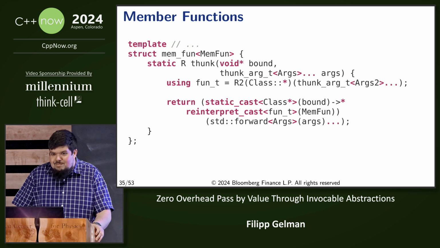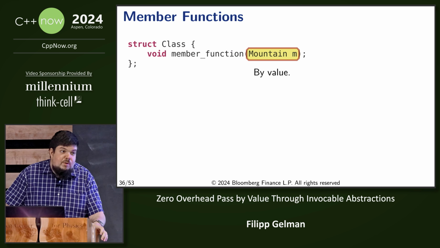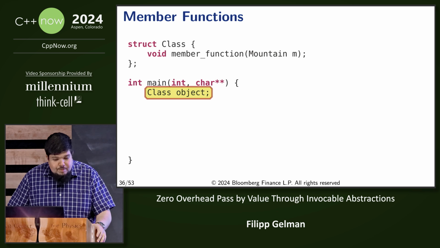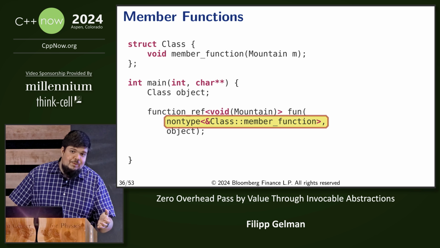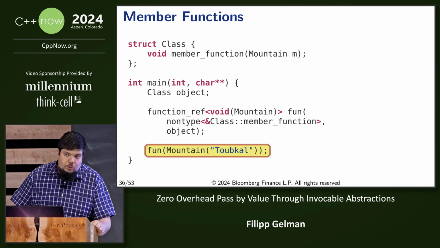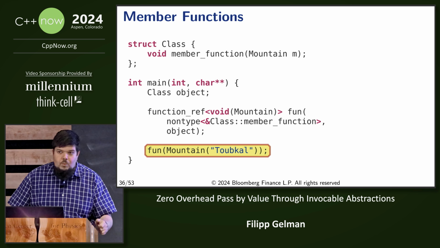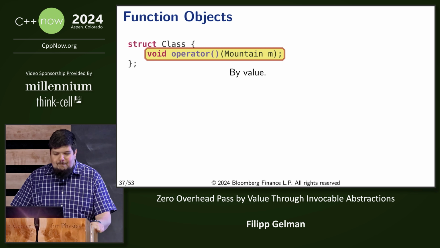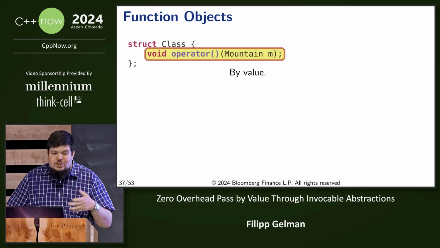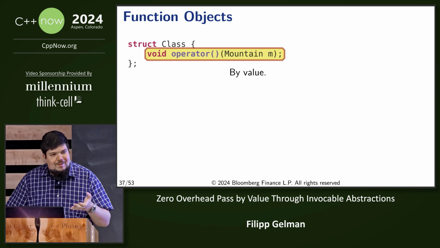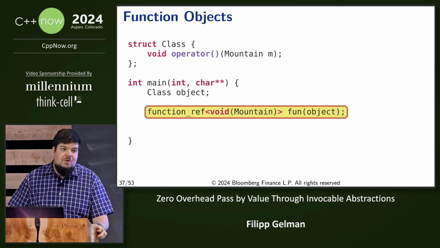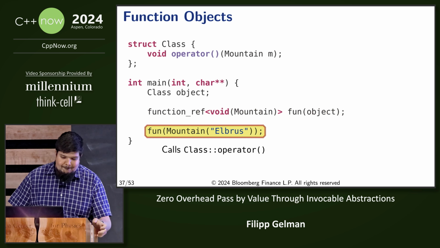And this works. So now if I have a class with a member function that takes something by value, and I have an object of that type, I can construct a function ref that calls that member function, and I can pass it a mountain by value without any copies or moves. Done. Last thing, what about function objects? So suppose I have a function object which is invocable with a mountain by value. I want to be able to construct a function ref from that object that would call it.